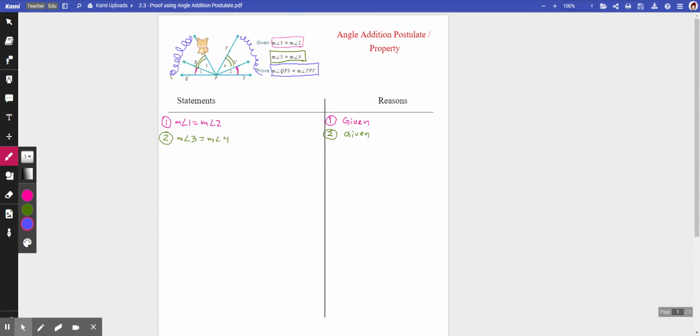So I'm going to start with just one side. This statement, this is what the angle addition postulate or property does. It says that a little piece plus a little piece equals the measure of the whole angle. So physically, this blue angle is made up of the pink angle and the green angle. So that means if I add the measure of the pink one plus the measure of the green one, I'm going to get the measure of the blue one. It's kind of common sense.